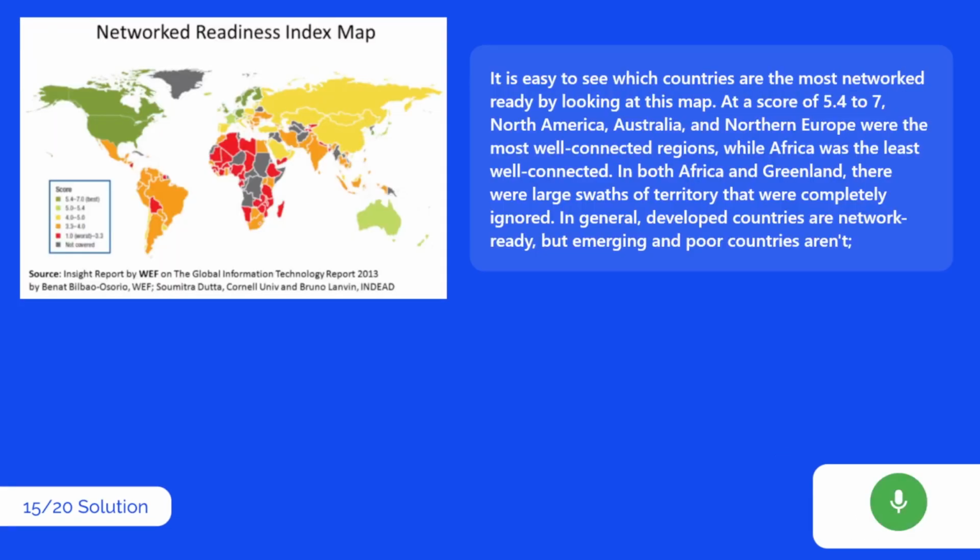It is easy to see which countries are the most network ready by looking at this map. At a score of 5.4 to 7, North America, Australia, and Northern Europe were the most well-connected regions, while Africa was the least well-connected. In both Africa and Greenland, there were large swaths of territory that were completely ignored. In general, developed countries are network ready, but emerging and poor countries aren't.